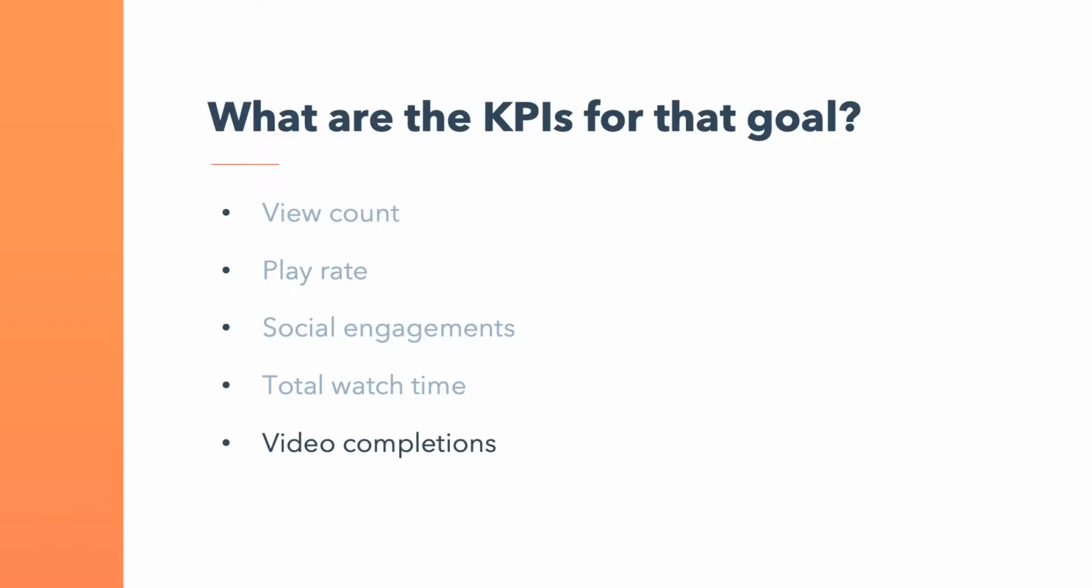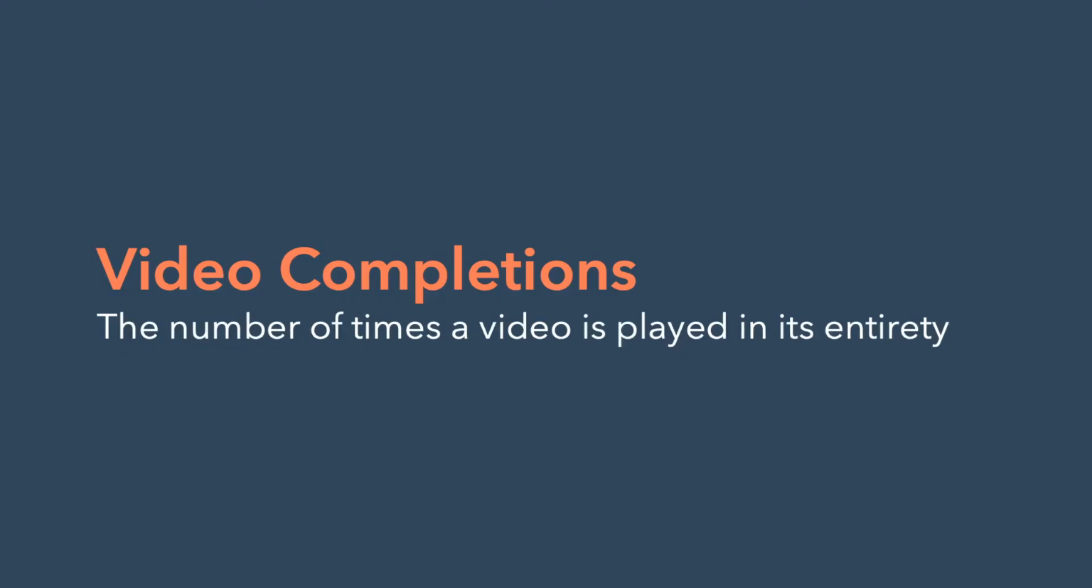Next is video completions. A video completion is the number of times a video is played in its entirety. This metric can be more reliable than view count when trying to determine your video's success. That's because someone who watches your video to the end is generally more engaged. Keep in mind, the longer the video, the harder it will be to keep people tuned in until the very end. A video completion for a 2-minute video is a lot different than a 20-minute video.